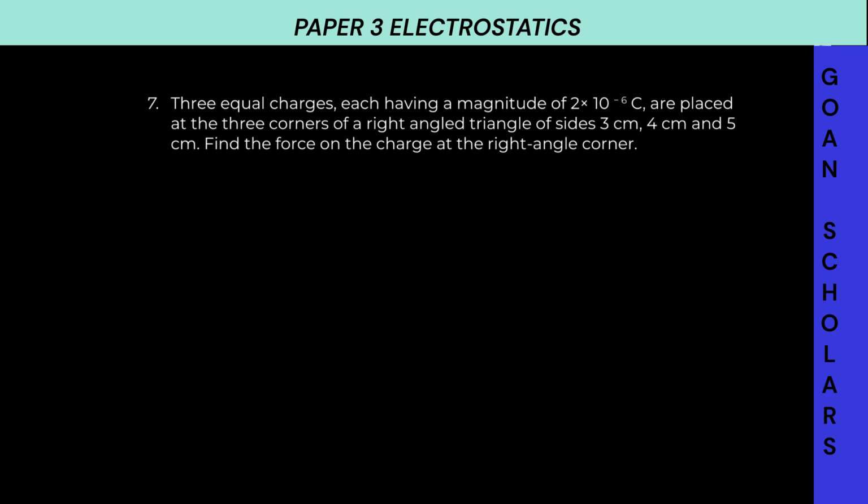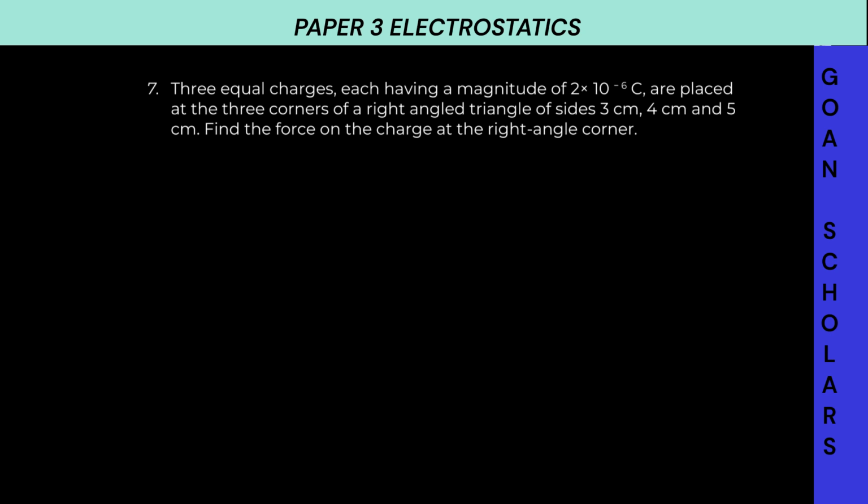Problem number 7 says there are 3 equal charges, each of magnitude 2 into 10 to the power minus 6, placed at the 3 corners of a right angle triangle. So let's draw a triangle here. This is our right angle triangle, and each corner has a charge. How much charge? 2 into 10 to the power minus 6. And here also 2 into 10 to the power minus 6, and here also 2 into 10 to the power minus 6. Correct.